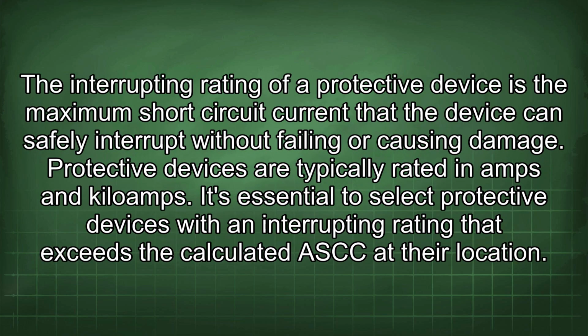The interrupting rating of a protective device is the maximum short-circuit current that the device can safely interrupt without failing or causing damage. Protective devices are typically rated in amps and kiloamps. It's essential to select protective devices with an interrupting rating that exceeds the calculated ASK at their location.